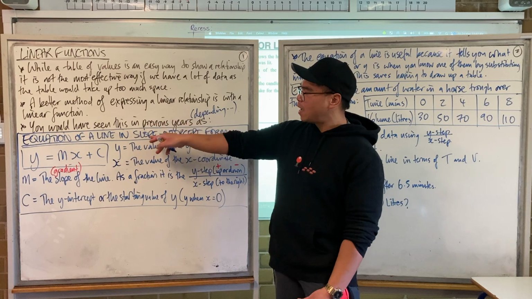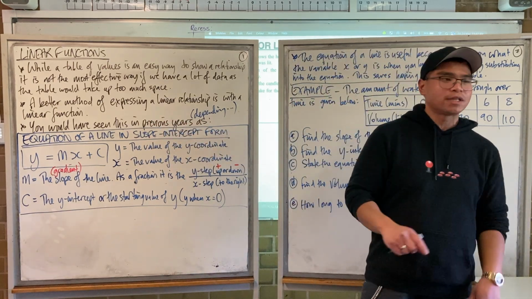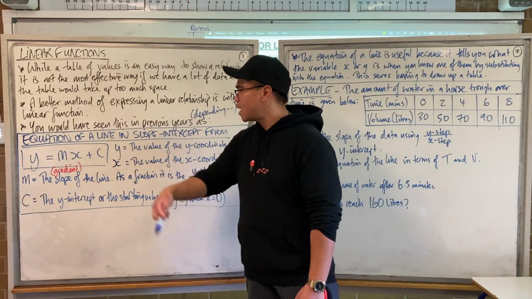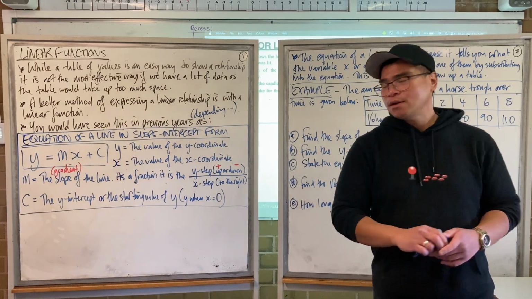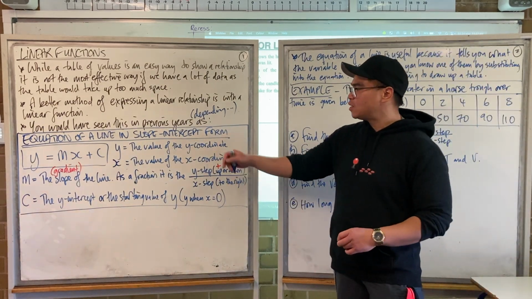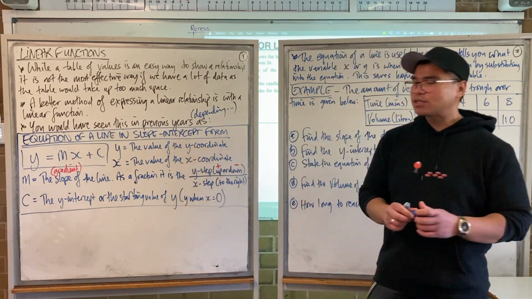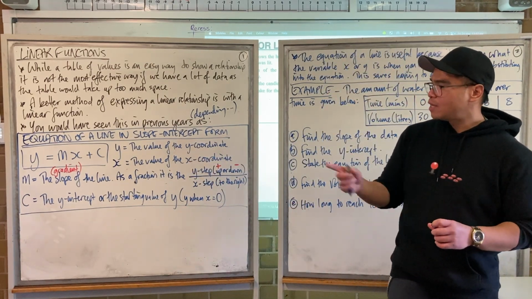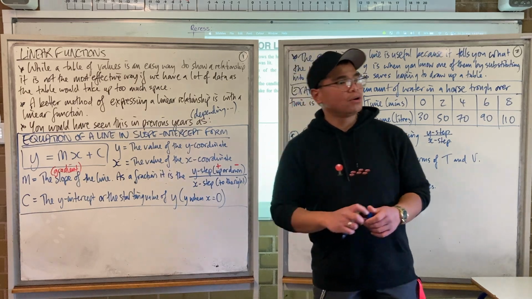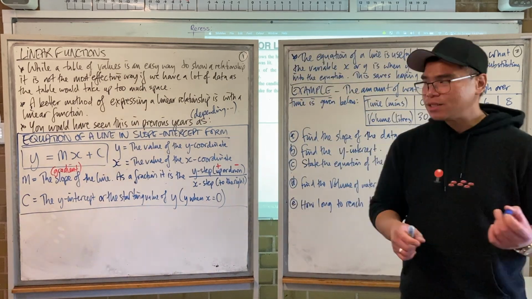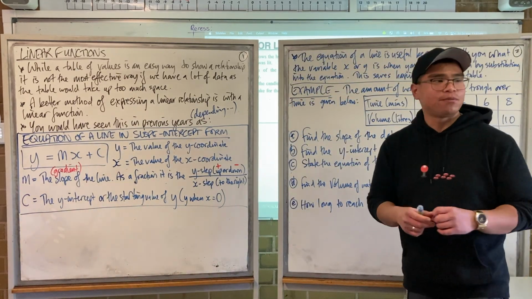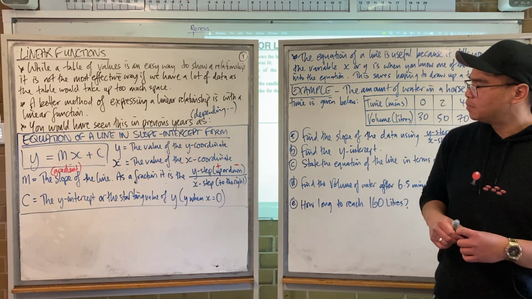The equation of a line in slope-intercept form looks like this. Y equals mx plus c. What does the y stand for? It's the value of the y-coordinate. What does the x stand for? It's the value of the x-coordinate. What does the m stand for? The slope or the gradient. That's why this form is called slope-intercept form, because it directly tells you the slope.